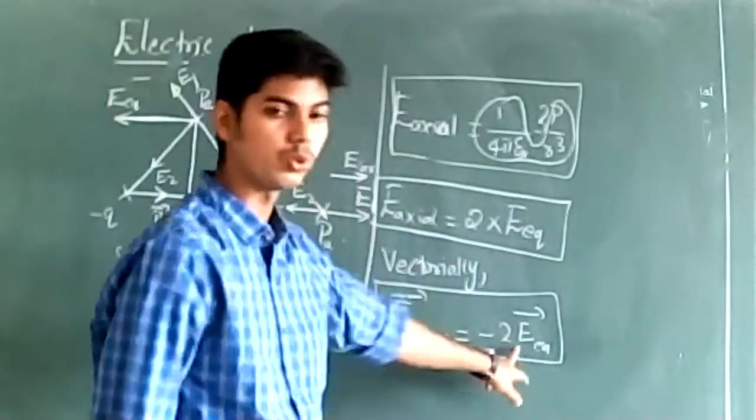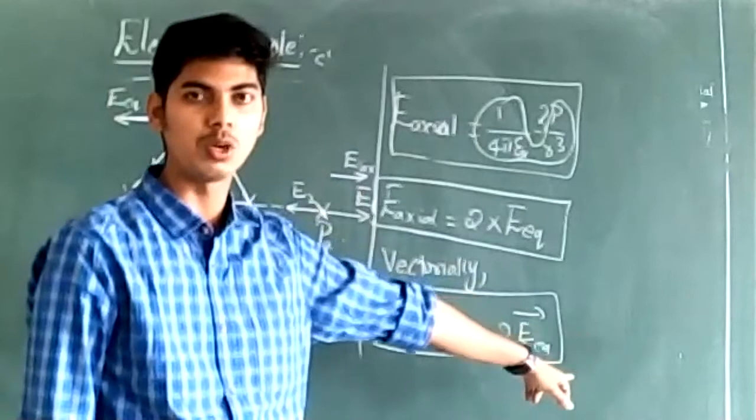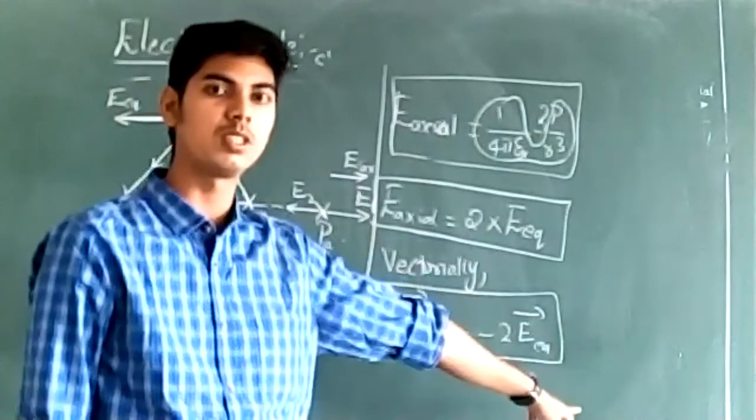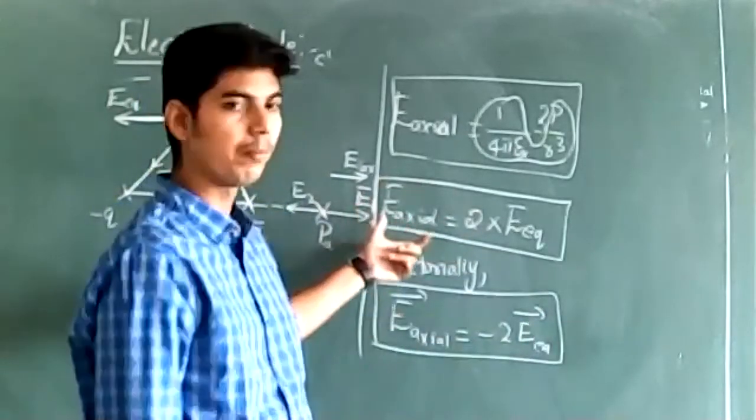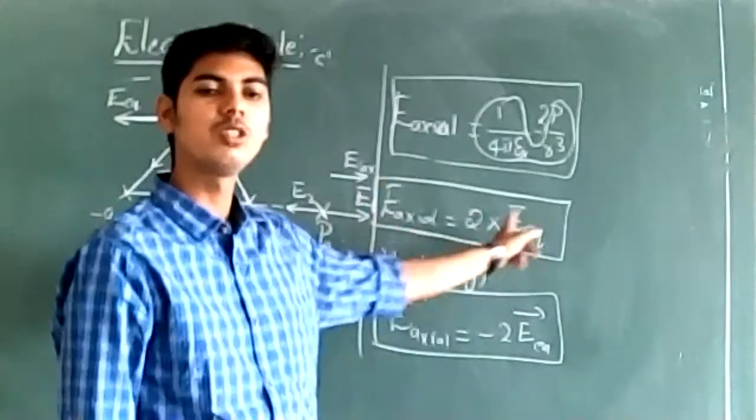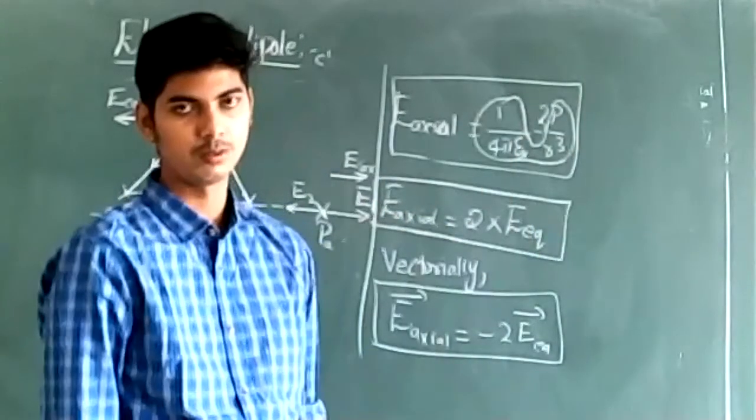Vectors nalli 3 options choose ಮಾಡಬೇಕು. Minus 2 times E equatorial. E axial is equal to minus 2 times E equatorial. ಮಾಮೂಲು ಬರೆ magnitudes ನ ಕೇಳಿದ್ರೆ E axial is equal to 2 times E equatorial, right?